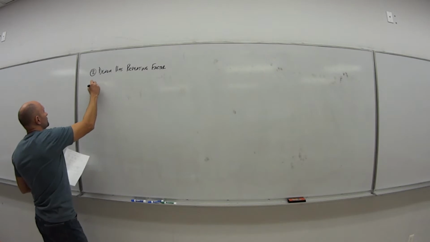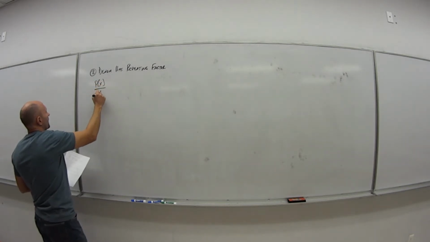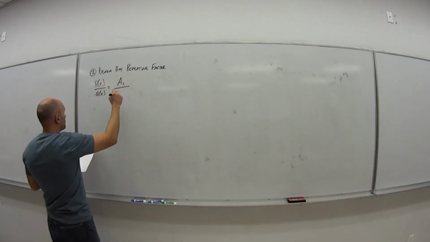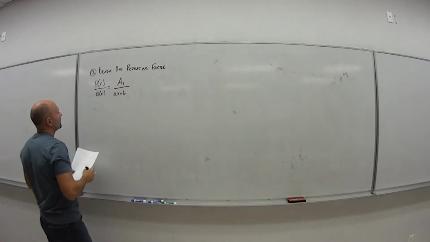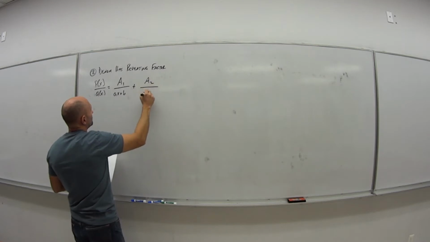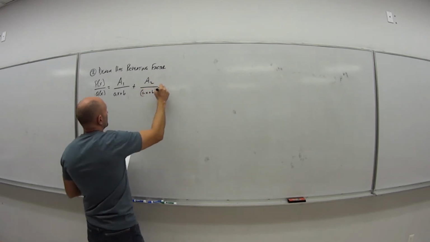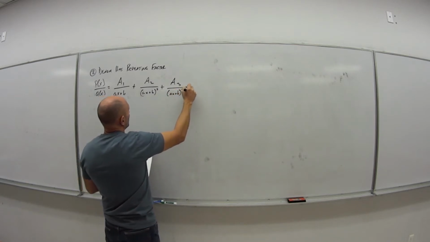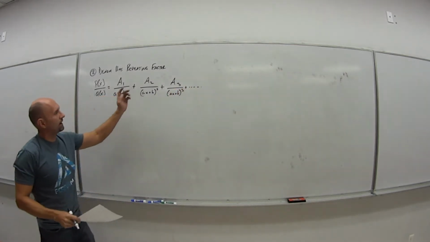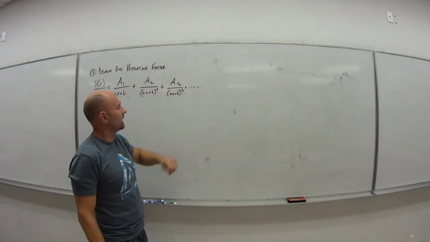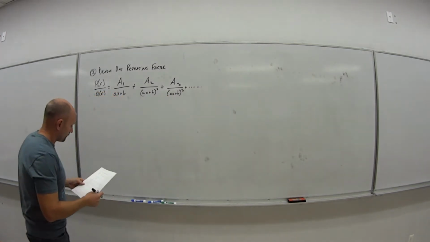So, when we have this situation, our P of x over Q of x gets broken out as follows. A1 over AX plus B, plus A2 over AX plus B squared, plus A3 over AX plus B to the third, etc., for however many times the factor repeats. So if I have AX plus B to the fifth in my denominator, I would need A4 and A5. So let's look at an example.